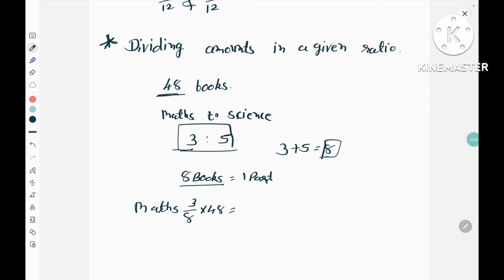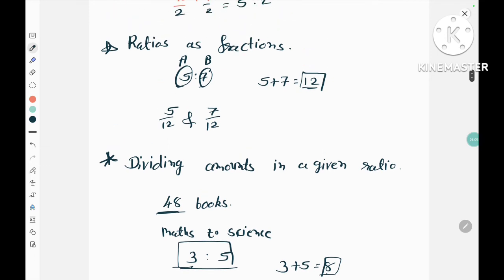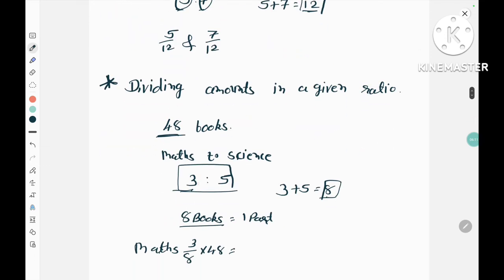because that is the total books. Okay, so we could write here, we learned how to write the ratio as a fraction. So you can change that ratio into a fraction first. I first find the total of the ratio, and then for maths, what is the fraction of maths? 3 over 8, and the fraction of science is 5 over 8, and the total books multiply by this fraction. That is super easy.